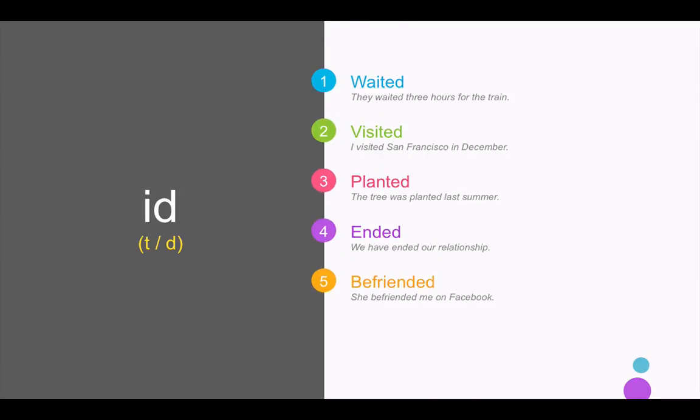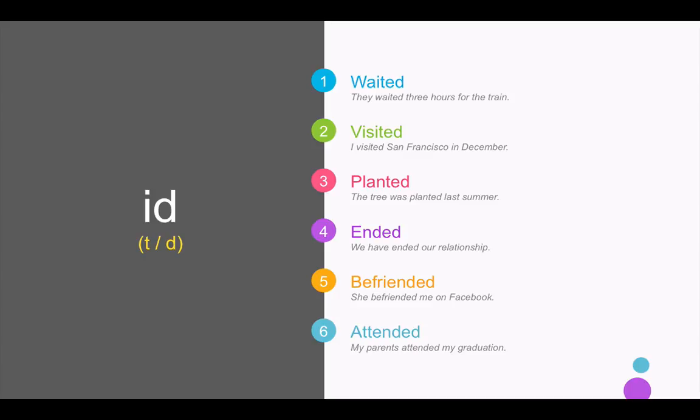When dealing with the ID sound, "id," words ending with the letter T and D, that is when you're going to be hearing the "id" sound. Other than that, that's pretty much it. You won't be hearing the "id" sound. It's not as common as the other D and the T. So when you have a T or D verb, or a word ending with T or D, for example, wait, "id," waited.